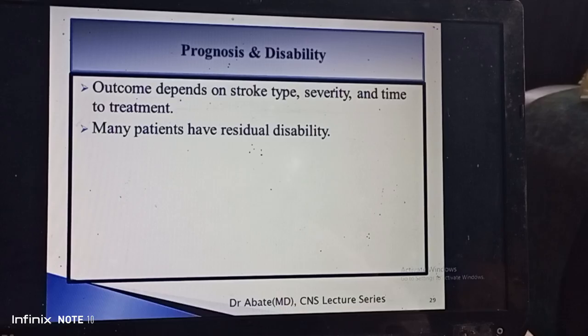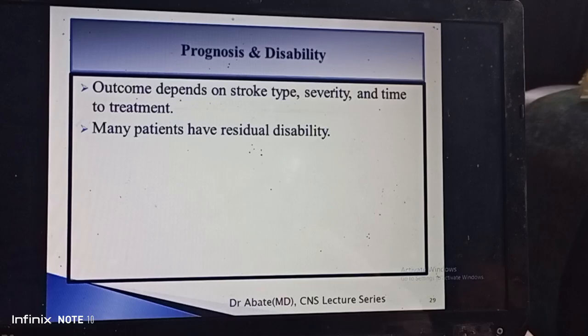Finally, the prognosis and the disability. The outcome of the stroke, in fact, depends on the type of stroke, whether it's hemorrhagic or ischemic stroke. Hemorrhagic stroke, if it occurs, is a life-threatening condition. But once the patient recovers from the condition, the prognosis is usually very good.